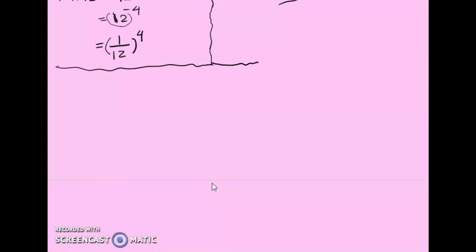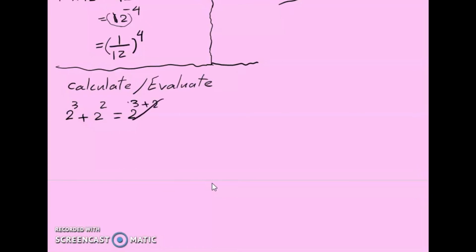How is that if the question is asking you about addition? Let's say the question is still calculate, or maybe the question says evaluate. Both of them are the same, okay? Calculate what? Let's say 2 to the 3 plus 2 to the 2. So can I just write one of the bases and add 3 plus 2? No, you can't do that.